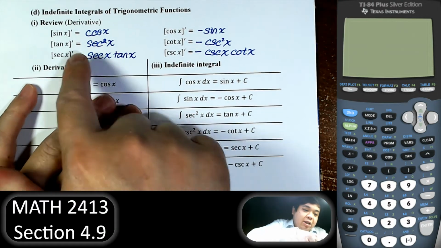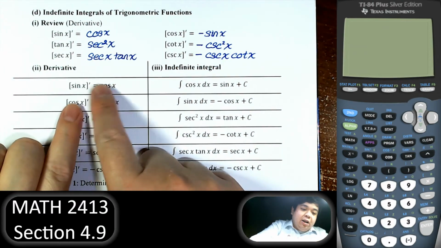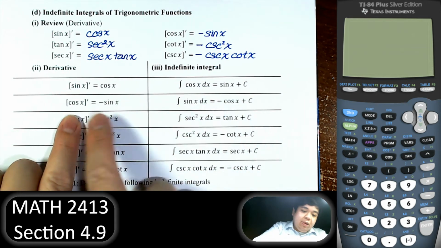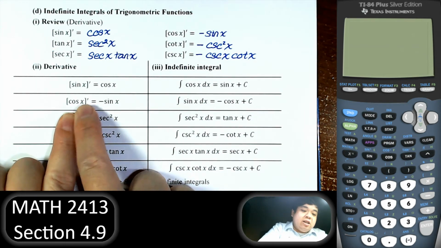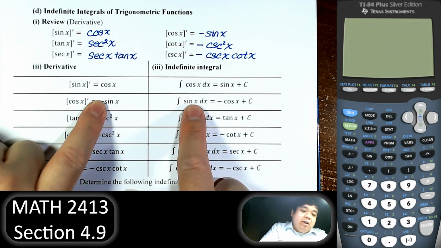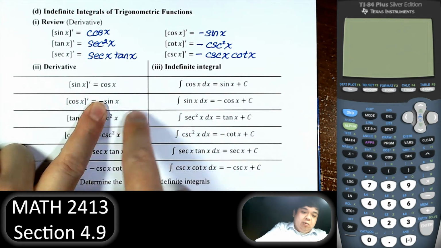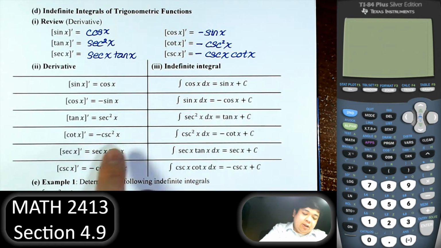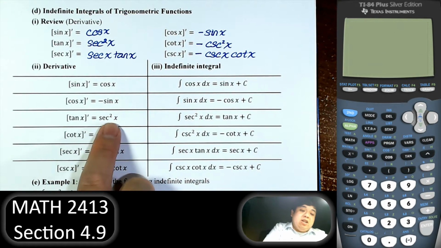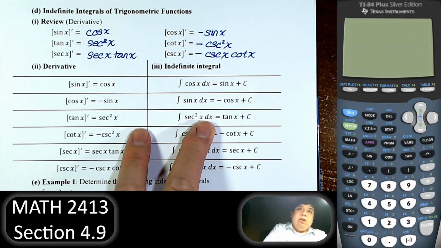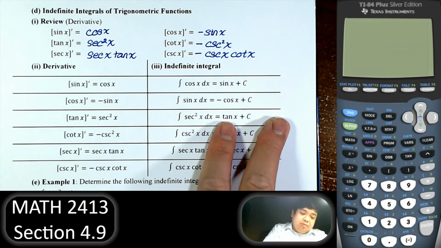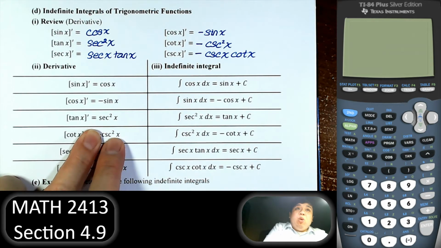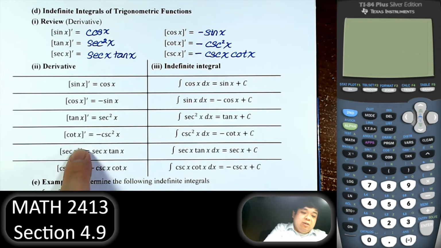So since the derivative of sine is cosine, the antiderivative of cosine is sine. Since the derivative of cosine is negative sine, the antiderivative of sine is going to be the negative. We can move it to the other side. Tangent: derivative of tangent is secant squared, so the integral of secant squared is tangent. Derivative of cotangent is cosecant squared. So if we want cosecant squared, we have to take the negative to the other side.